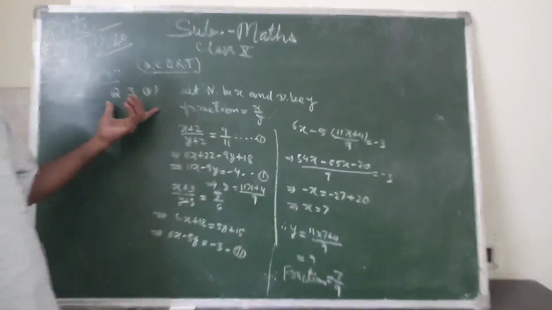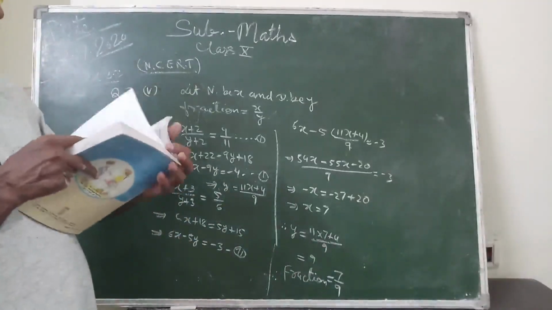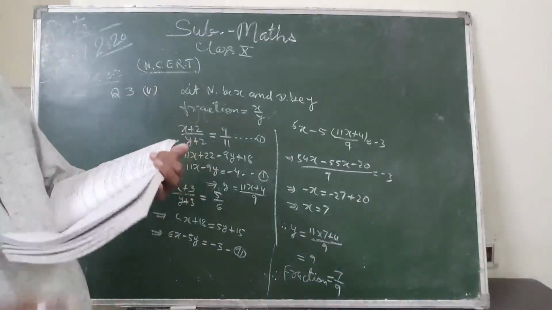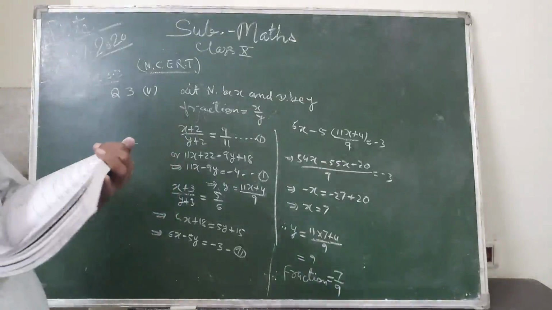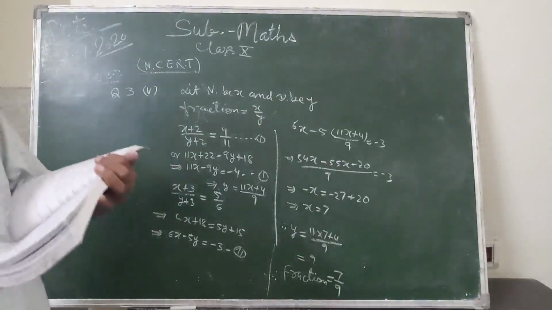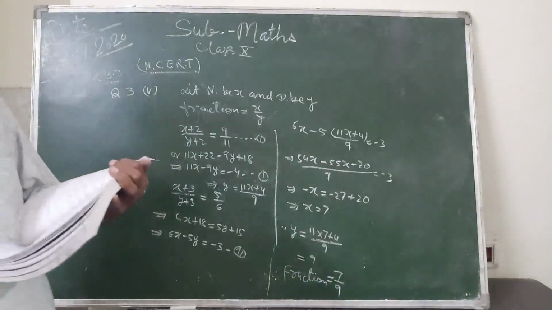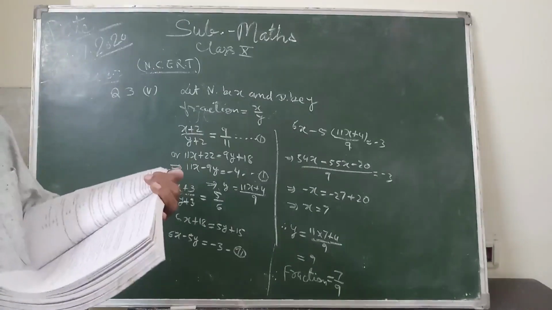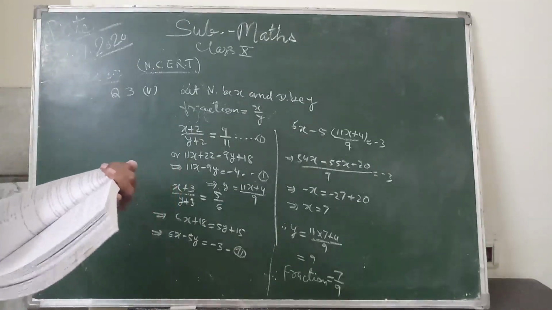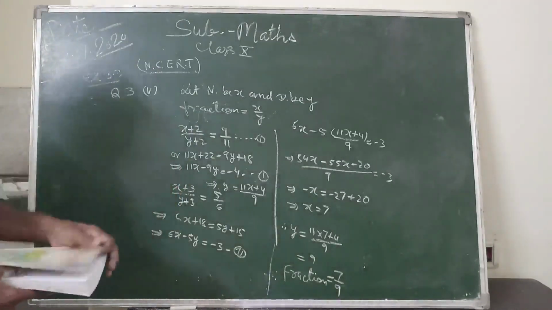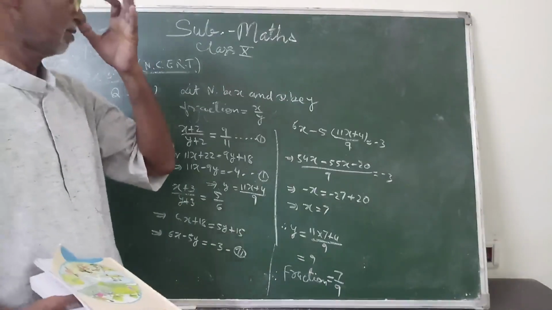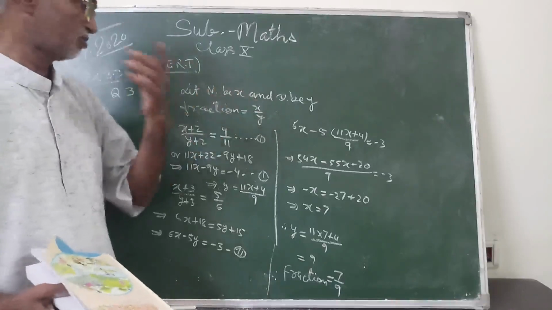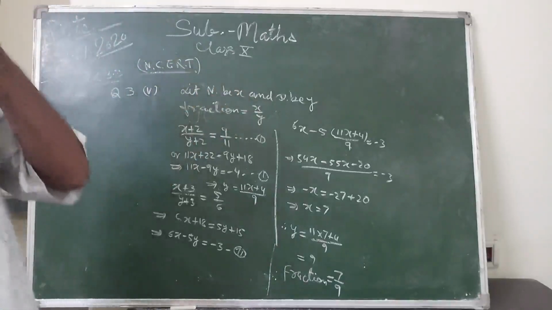Question 3 part 5. Given that a fraction becomes 9 by 11 if 2 is added to both numerator and denominator, and if 3 is added to both numerator and denominator, the fraction becomes 5 by 6. Find the fraction. So let the numerator of the fraction be x and the denominator be y. Therefore the fraction will be x by y, numerator upon denominator.